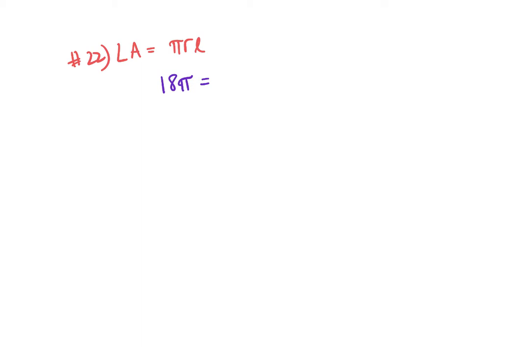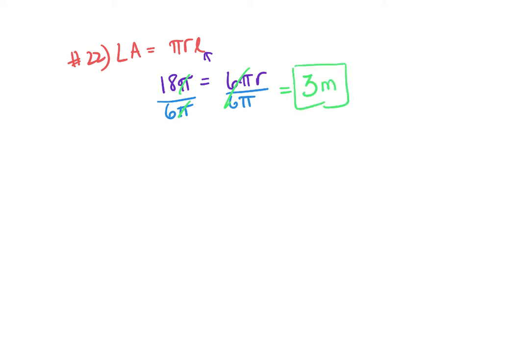They told us that the slant height is 6. So if we fill that in, we get 6 times pi times r. Well, divide both sides by that 6 pi. The pi's are going to cancel out. We get 18 divided by 6. R is going to equal what? What's 18 divided by 6? 3. So we have 3 meters for my radius.